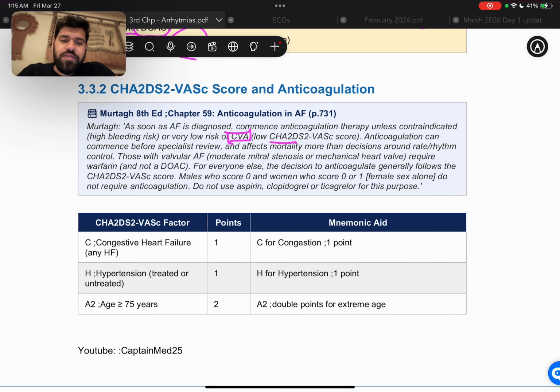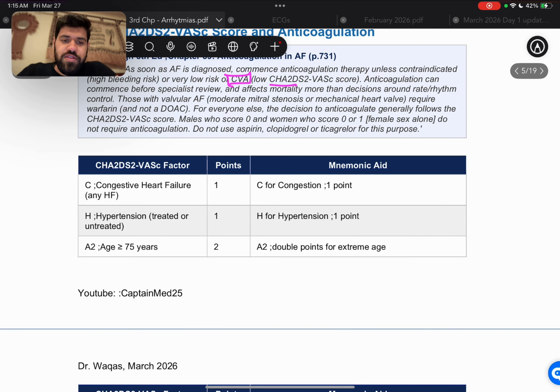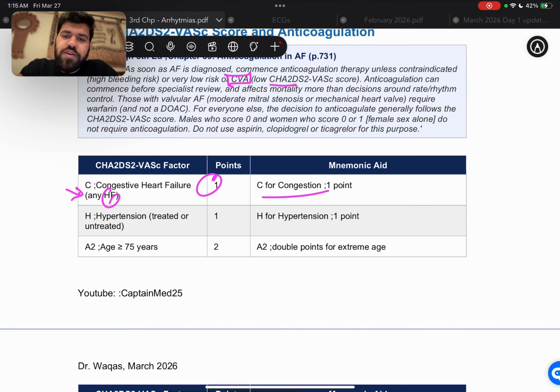Now in CHA₂DS₂-VASc, I've seen a lot of questions with this. They literally won't tell you to calculate CHA₂DS₂-VASc, but you have to remember that if they ask you for a treatment for AF and what pathway to follow, you have to get the CHA₂DS₂-VASc right. So CHA₂DS₂-VASc: C, congestive heart failure, any type of heart failure in the past, 1 point. H, hypertension, treated or untreated, 1 point.